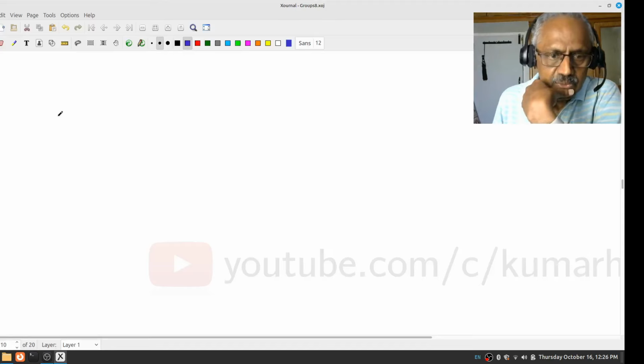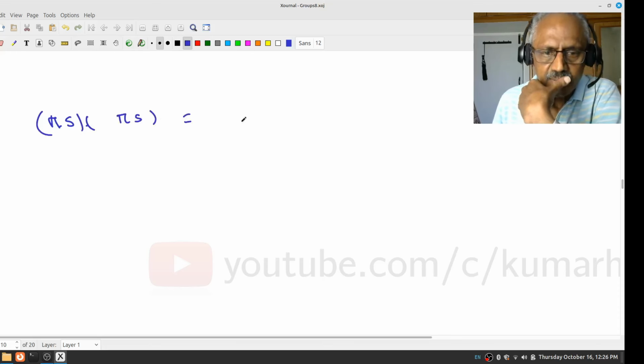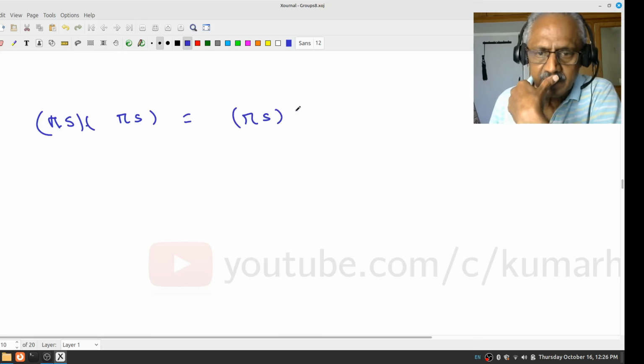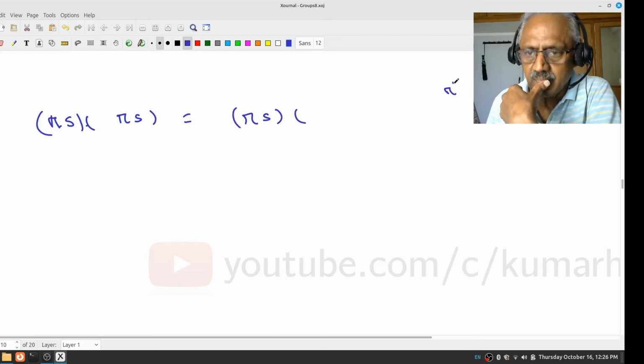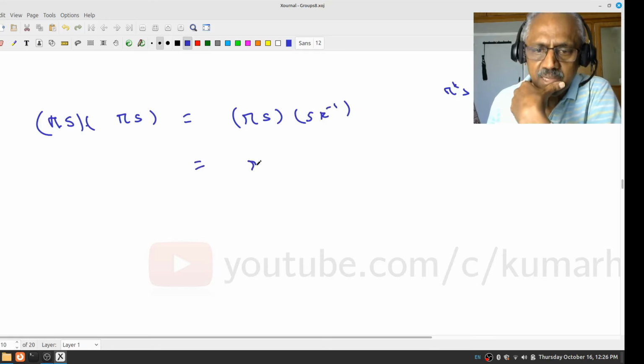So let us do something like RS into RS. What is RS into RS? This is again very easy. RS, and remember, R to the power k S is S into R to the power minus k. Therefore RS is going to be S into the R inverse. And what is this? R into S squared into R inverse, therefore it's identity.